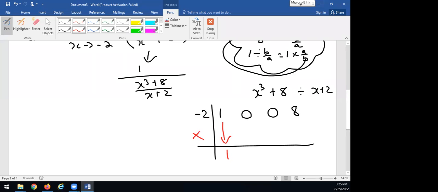You multiply on this side and then you add on this side. So you're going to say 1 times -2 is -2. -2 plus 0 is -2. -2 times -2 is 4. 4 plus 0 is 4. 4 times -2 is -8. -8 plus 8 is 0. So there's no remainder. So this is now your new quadratic that is formed. And this was a cubic, so your answer that remains is going to be 1 degree less, which will be a quadratic.